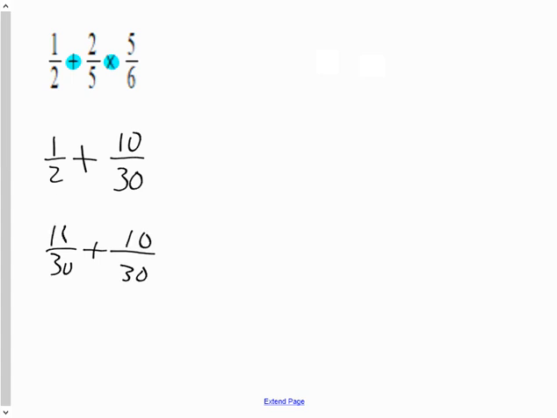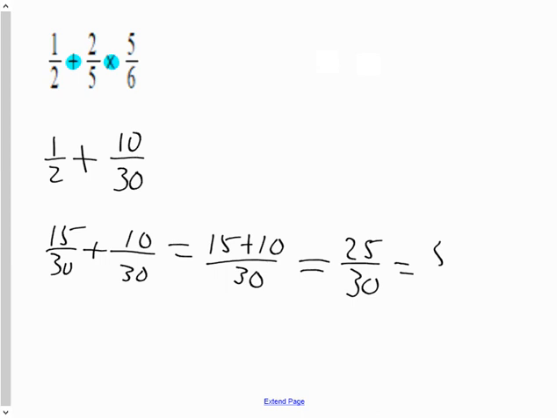You're going to have 15/30ths, which is going to keep your denominator and add your numerators. That's how you add, which is different than multiplication. 25/30ths, which in lowest terms, because both are divisible by 5, is 5/6.